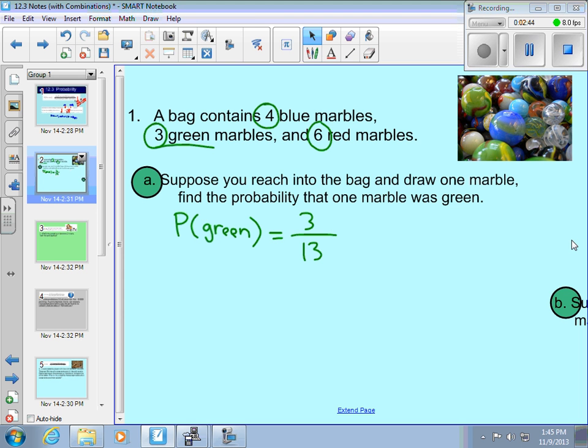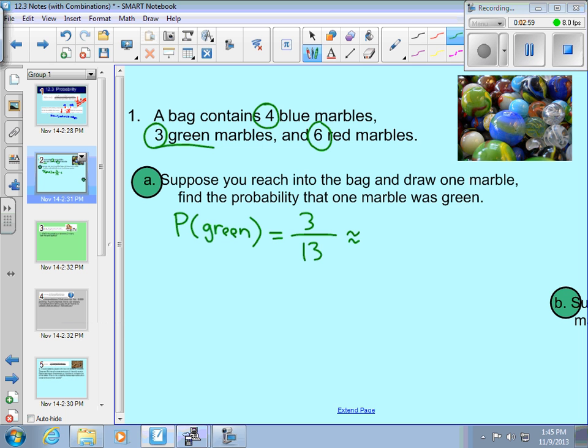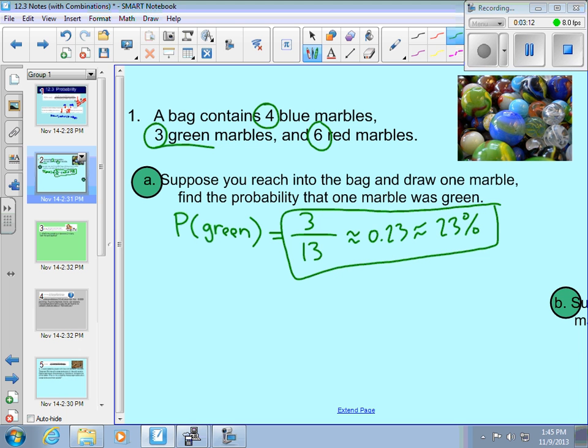Now, if you want to change that to a percentage, if that's what they're looking for in the answer, 3 over 13 is certainly an acceptable answer. But we can divide these out to figure out what it would be as a decimal. So it's going to be about 0.23. And as a percentage, multiplying that by 100 or moving the decimal over twice, that'd be about a 23% chance. So any of these answers are acceptable depending on what the question's asking for.